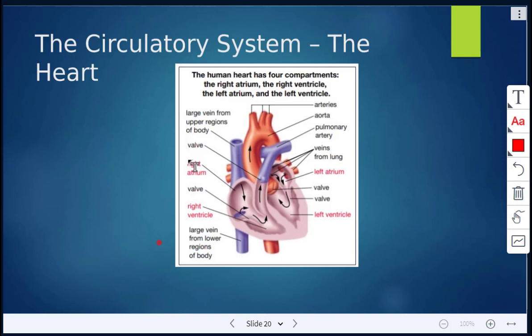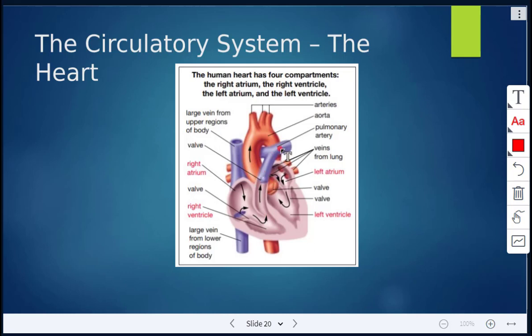Here we see blue. Those large veins are coming back to the heart and they carry deoxygenated blood. The blood is very low in oxygen. The blood will flow from those veins into the right atrium. From the right atrium, it flows into the right ventricle. Then the ventricles contract and push the blood through here.